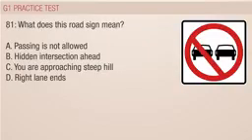Question 81. What does this road sign mean? A. Passing is not allowed. B. Hidden intersection ahead. C. You are approaching a steep hill. D. Right lane ends. Answer A. This is a passing is not allowed sign.